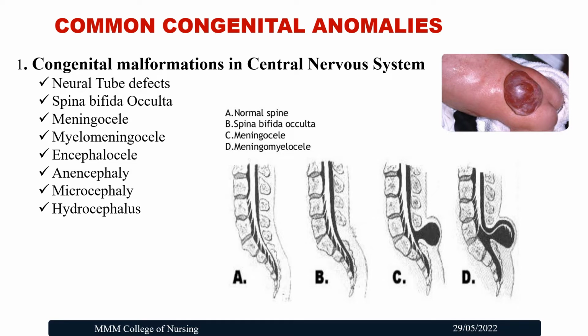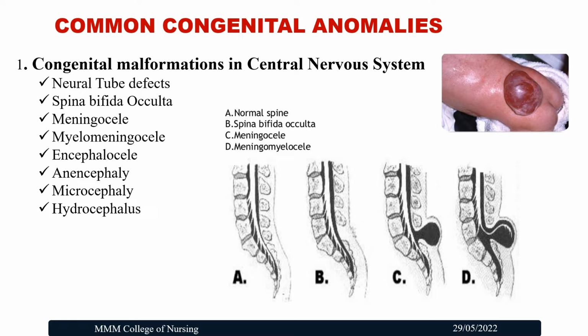Moving to central nervous system, neural tube defect. It consists of spina bifida occulta and spina bifida cystica. Spina bifida occulta is a mild form and is sometimes called hidden spina bifida, where there is a small gap in the spine or a tuft of hair on the spine. The other type is spina bifida cystica: meningocele and myelomeningocele.